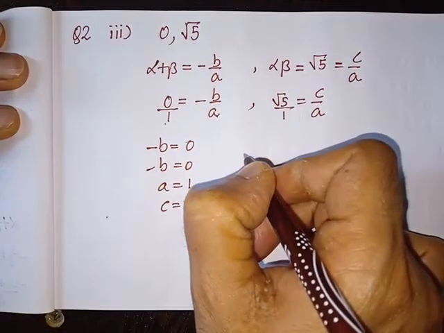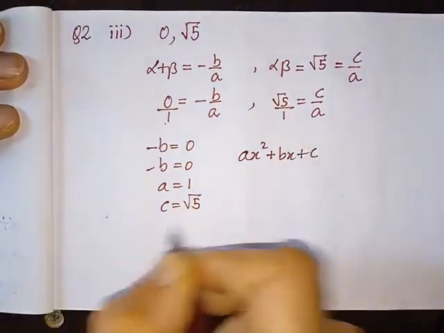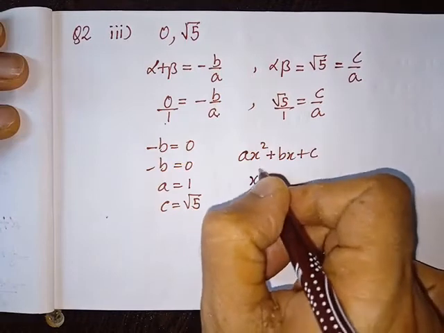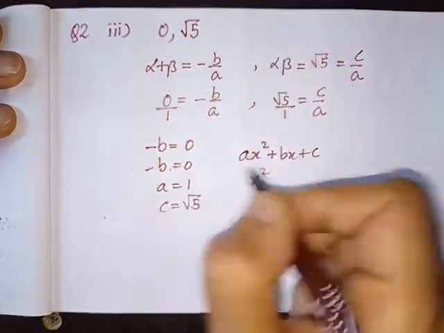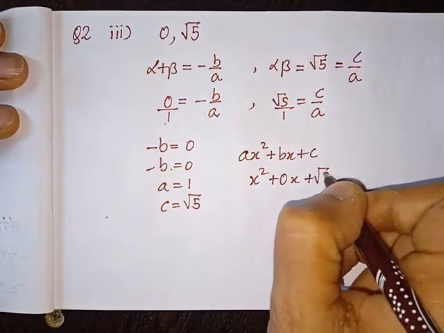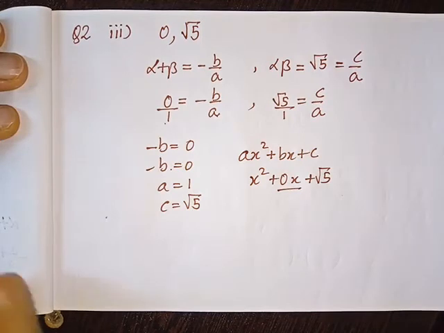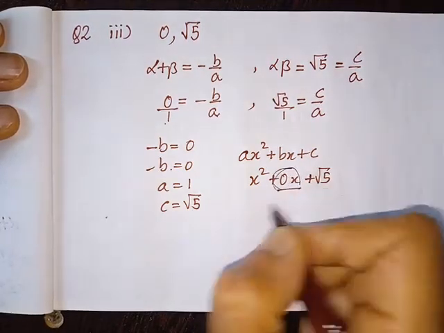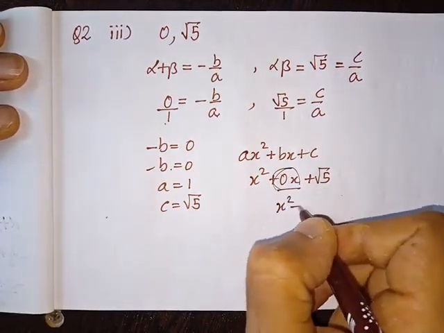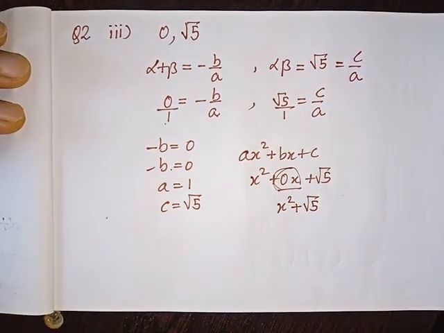Now the general equation for a quadratic polynomial is ax square plus bx plus c. So a is 1, so it is x square, b is 0, so 0x, whereas c is square root of 5. So the coefficient of x is 0, so this whole term becomes 0, and we are left with x square plus root 5 as the required polynomial.